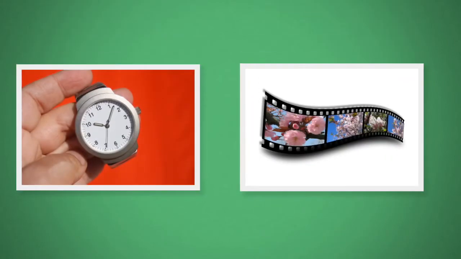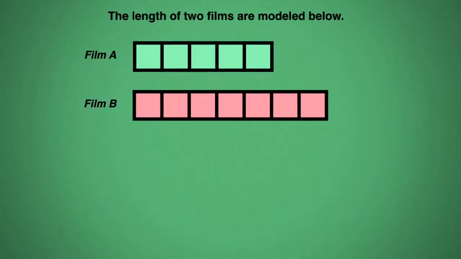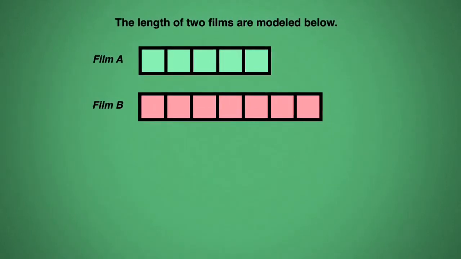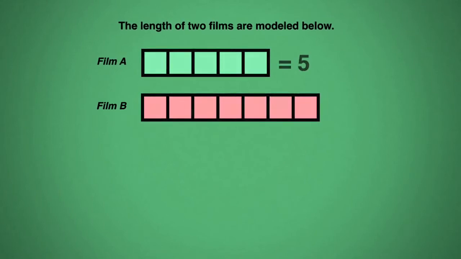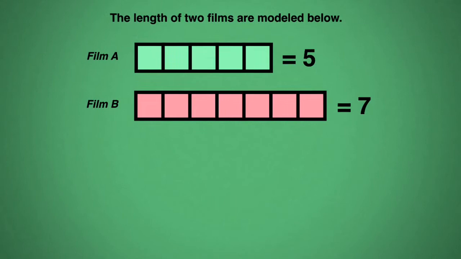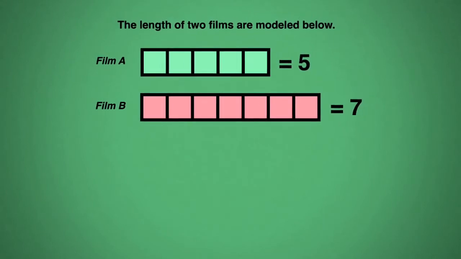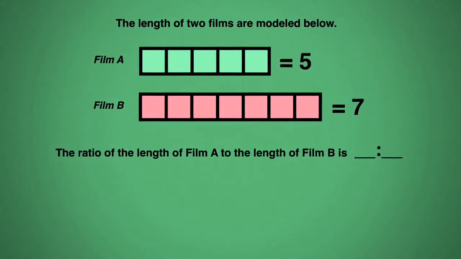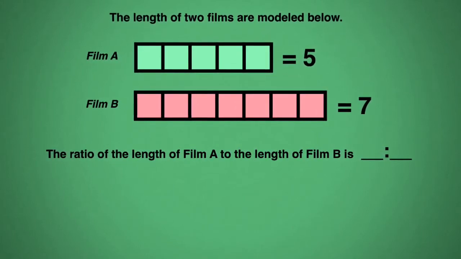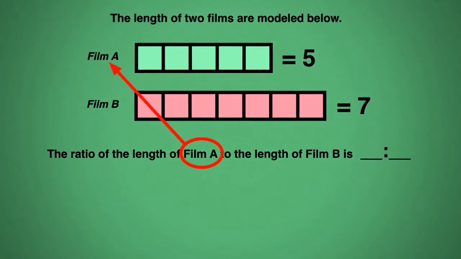Let's talk a bit about the length of movies. So we have 2 movies or films, and here is an illustration of how long they are. We see that film A is the length of 5, whereas film B is the length of 7. If we were asked to find the ratio of the length of film A to the length of film B, what would we say? Well, let's take a look.